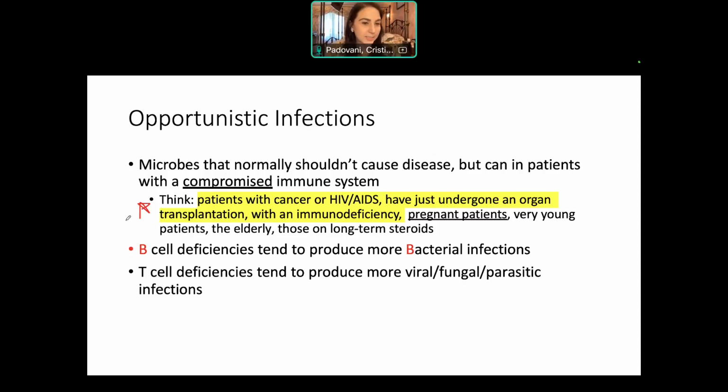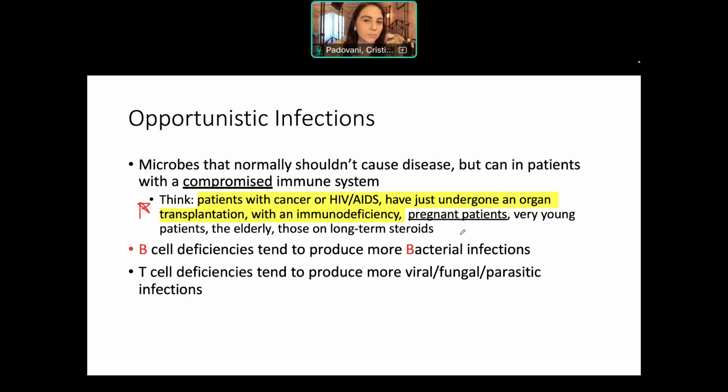Patients with immunodeficiency, pregnant patients. So pregnant patients are actually immunocompromised. That's why there are certain things you can't eat when you're pregnant. Very young patients, very old patients, or those on long-term steroids. So these are the people in the vignettes that are going to have an opportunistic infection.